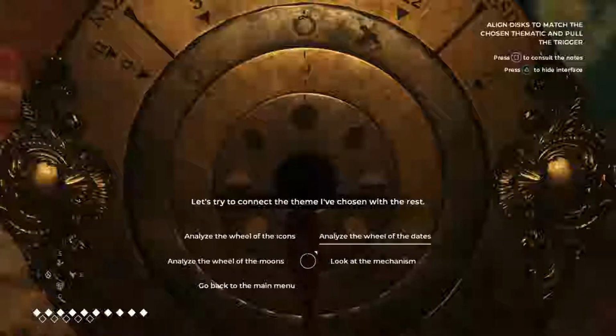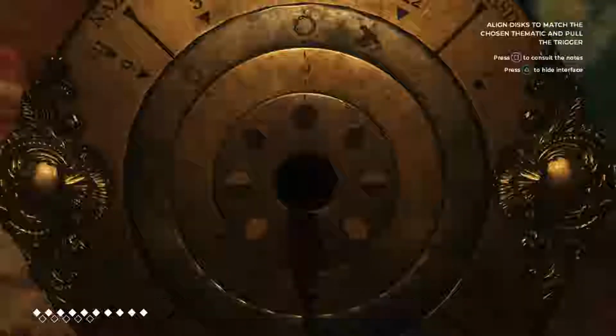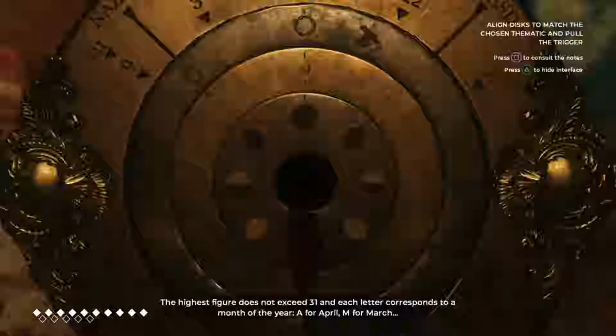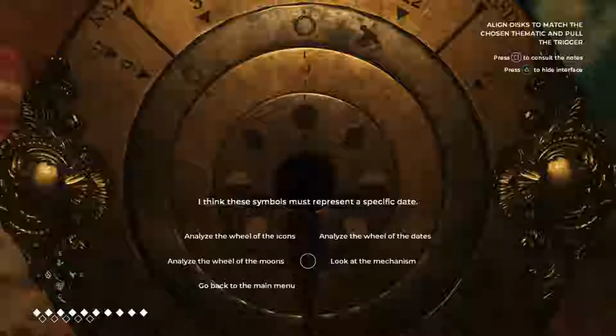Let's see the dates. This wheel contains several symbols made up of one or two figures and one letter. The highest figure does not exceed 31, and each letter corresponds to a month of the year. A for April, and M for March. I think these symbols must represent a specific date. Okay.